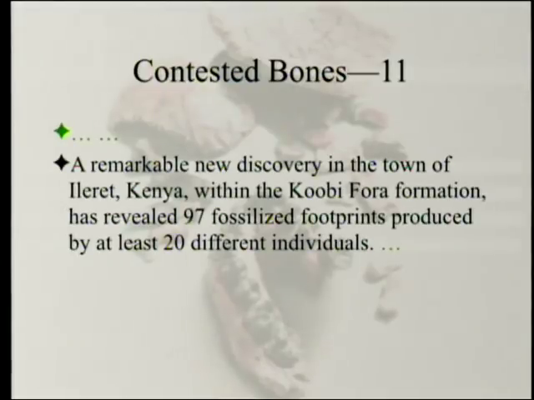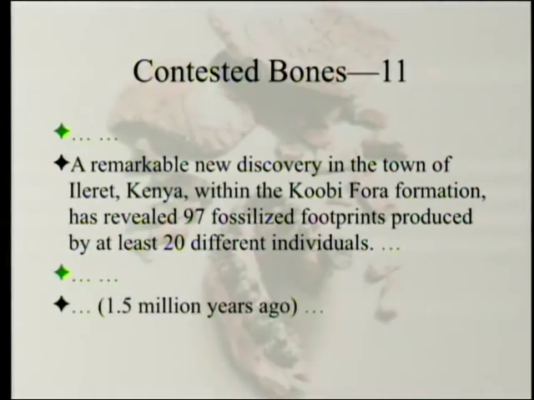Skipping on, a remarkable new discovery in the town of Ileret, Kenya, within the Koobi Fora Formation, has revealed 97 fossilized footprints produced by at least 20 different individuals. Footprints are going all over the place. And their official date is 1.5 million years ago.